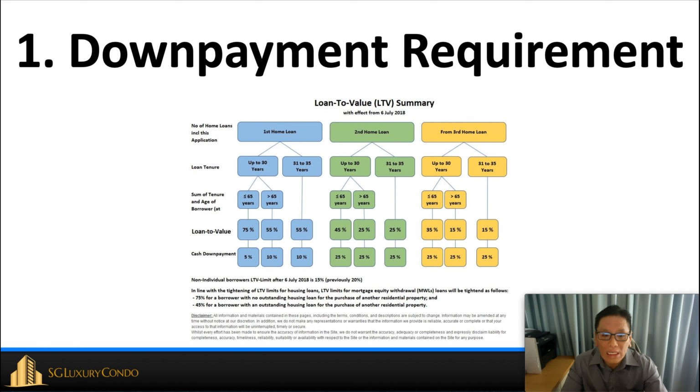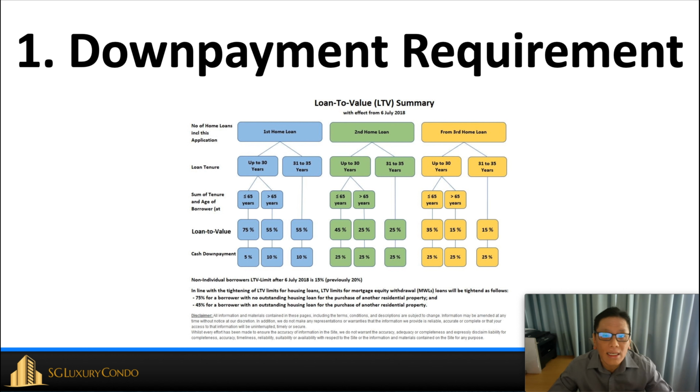And if his loan tenure is less than 30 years, which means he's going to take maybe up to age 65, you will see that the loan to value ratio is 45%, and the total minimum cash payment is 25%. Now, why do these two numbers not add up to 100%? Because you can use CPF. What it means is that the loan to value ratio is 45%, and therefore the total down payment he needs to use is 55% of the property price, whereby 25% will be the minimum cash while the outstanding can use CPF.